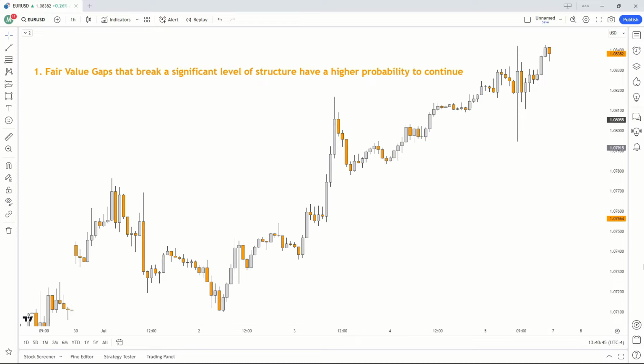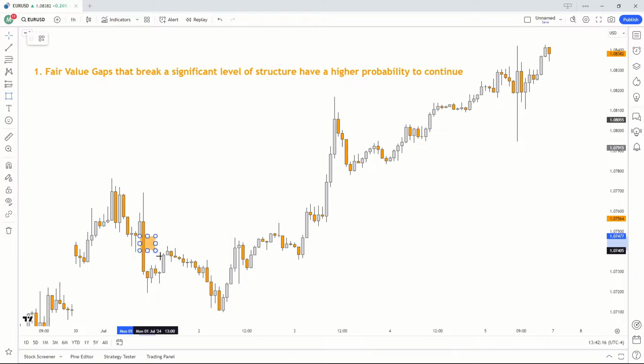Rule number 1: fair value gaps that break a significant level of structure have a higher probability to continue. After watching tens of thousands of candles print out live in front of my own eyes, this is a pattern I have realized. Let me show you a few examples on the market.